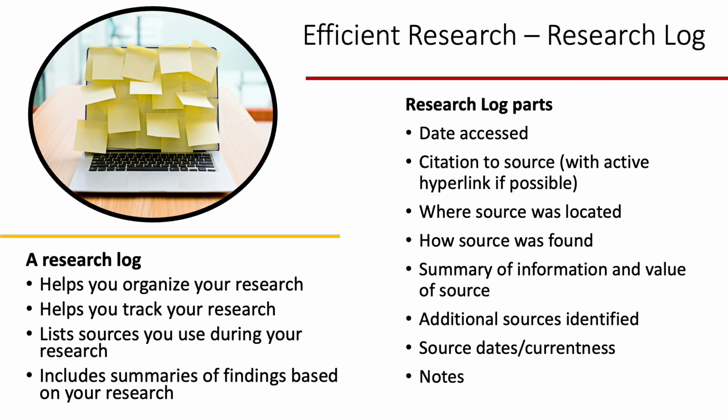You can also list additional sources identified. So maybe a secondary source lists other secondary sources. Maybe it lists cases that could be interesting or of use to your issue. List those here so that it'll remind you to look at those later on. And then the source dates and currentness. And this is important because sometimes there's information, especially online, where you don't know when it was written or you don't know how current it is. So it's important to note that. And then you can add any extra notes.